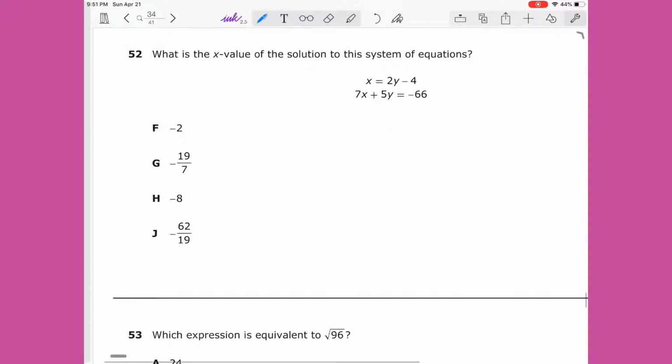Number 52. What is the solution to this system of equations? So I'm going to go ahead and use substitution. You can use elimination. I'm going to use substitution and substitute that in for x. So that's going to give me 7 times, actually we want to use elimination because if I substituted this in for x, that would eliminate x, and I'd be solving for y, and we're looking for what x is. I want to solve for what x is.